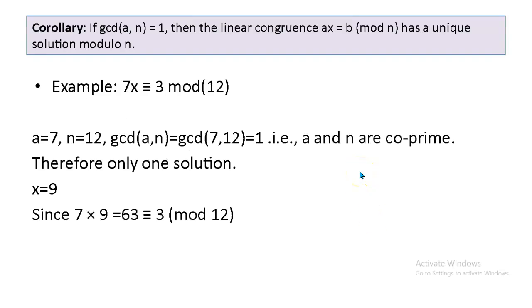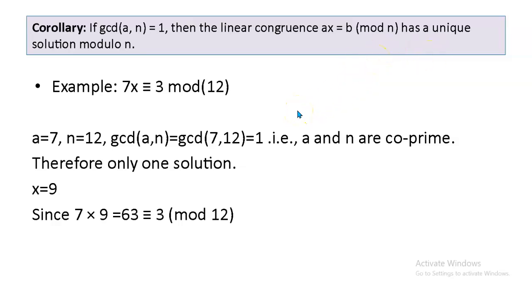Next, a corollary to this: if the GCD of two numbers a and n is 1, then GCD divides b, we have to check whether GCD divides b, right? So here GCD is 1, which means relatively co-prime. Then it has a unique solution modulo n.